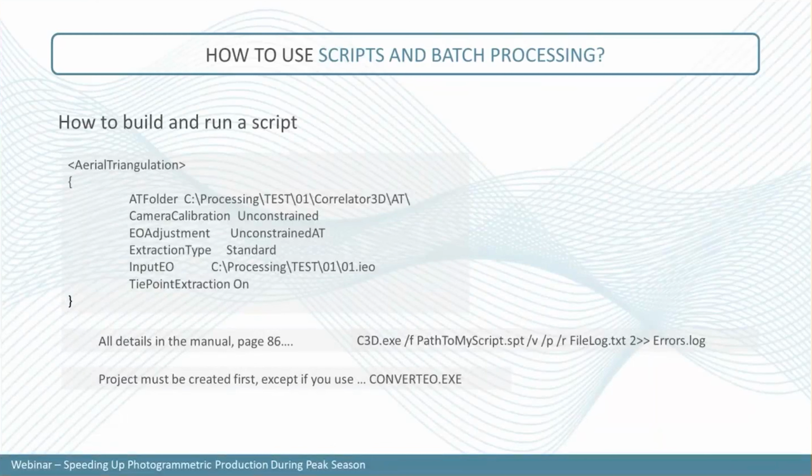Having said that, if you want to launch a script, there's one big if: usually the project needs to be already created. We start the script with our own IO file, which is created at project creation. So usually, if you want to run a script, you have to create your project from the GUI interface and then start your scripting. However, we also have a tool called ConvertEO that can be used to automatically create your project, the input file that we need for the processing.